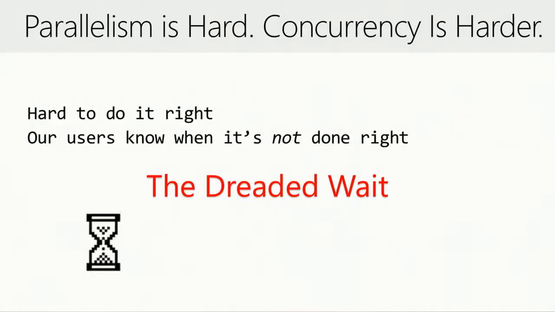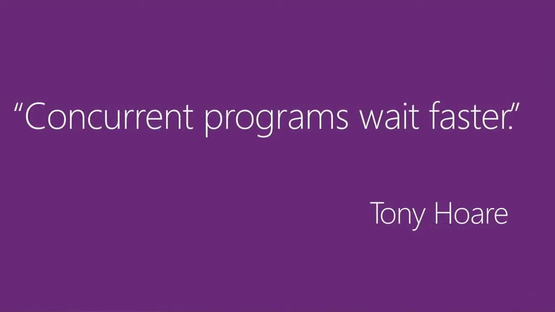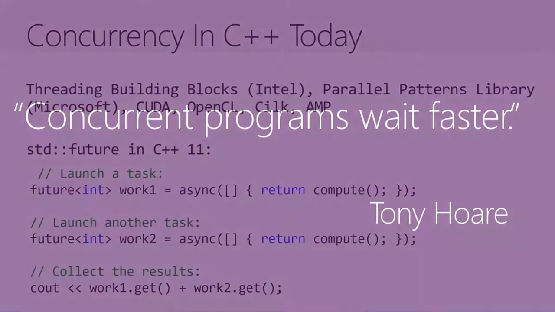So parallelism is hard, concurrency is harder. And the nasty thing is that users, at least of graphical applications, know when we didn't do it right. They see something like this. Or worse, you see just an application that refuses to paint, period, if you didn't set the icon correctly. And this is because we don't leverage this. Tony Hoare said that concurrent programs wait faster. That waiting is an essential aspect of how you write your concurrent programs. It's, in fact, sort of the pivot, if you will, around how concurrent programs need to be structured.